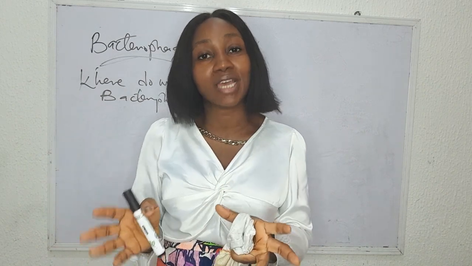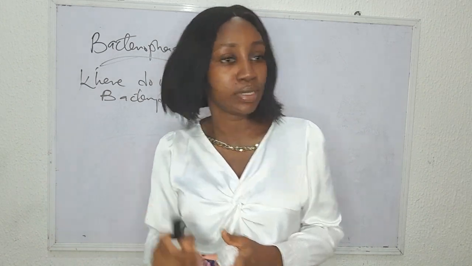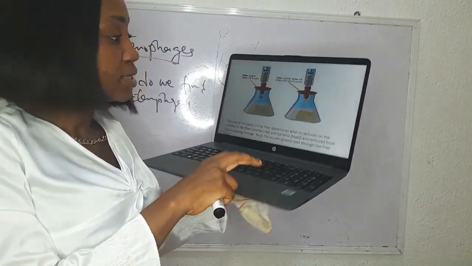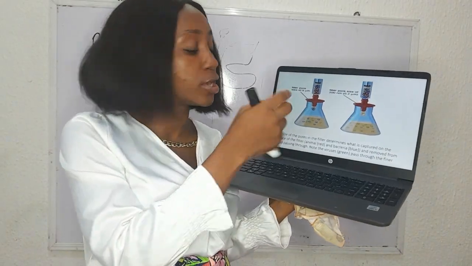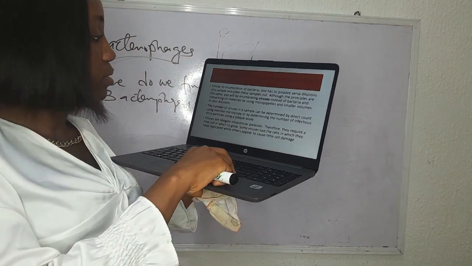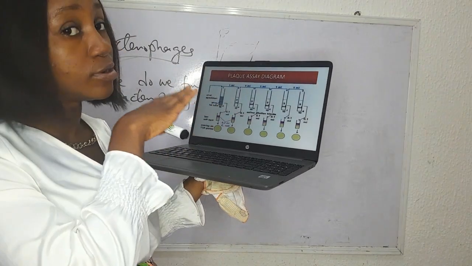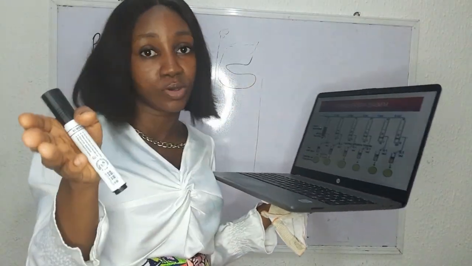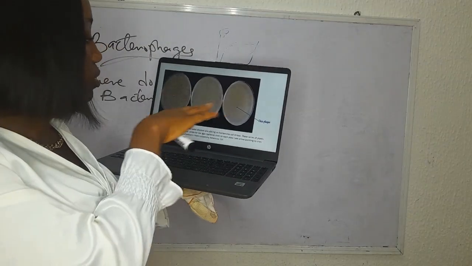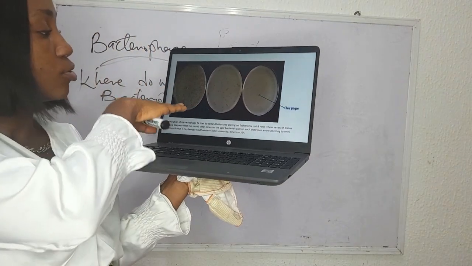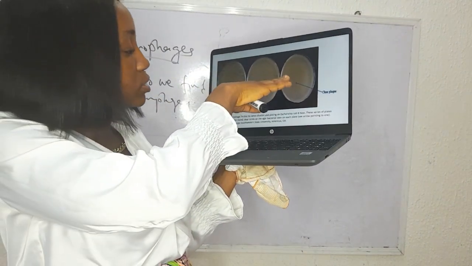Okay, let me just show you a pictorial view on my laptop. So this is the filtration method I was trying to talk about. And next is a detailed explanation of what I talked about, which we're still going to discuss in class. This is how the plaques will come out. If you did not dilute, you're going to have a large growth here, but when you dilute, you can see plaques showing up in the plate.